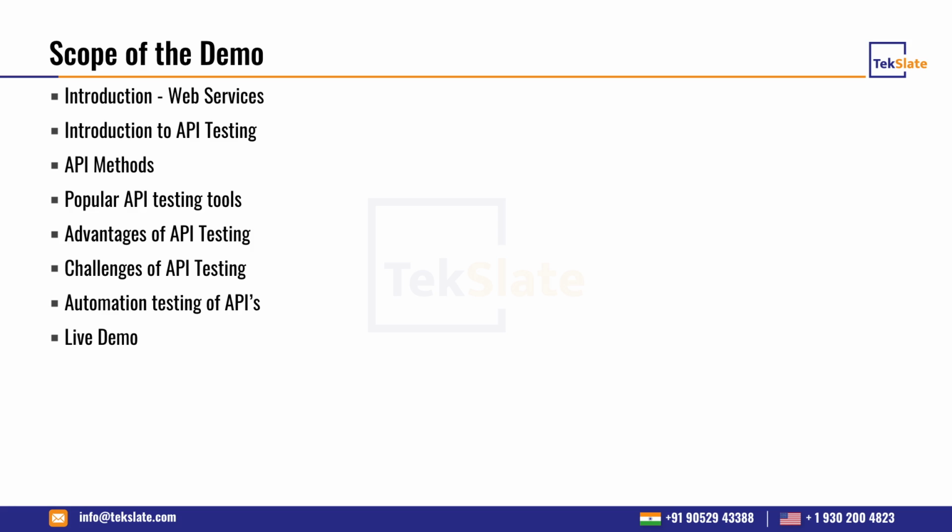There are different types of methods, HTTP and HTTPS methods: GET, POST, and then DELETE, PUT, PATCH, HEAD, OPTIONS. We will discuss each in the upcoming slides. The next topic will be popular API testing tools currently used by various industry organizations, some free as well as some licensed tools.